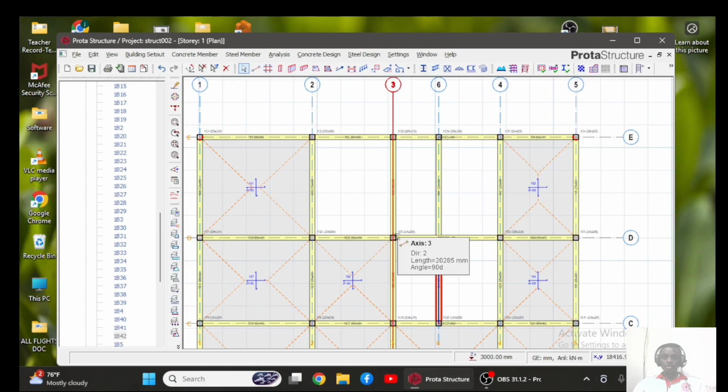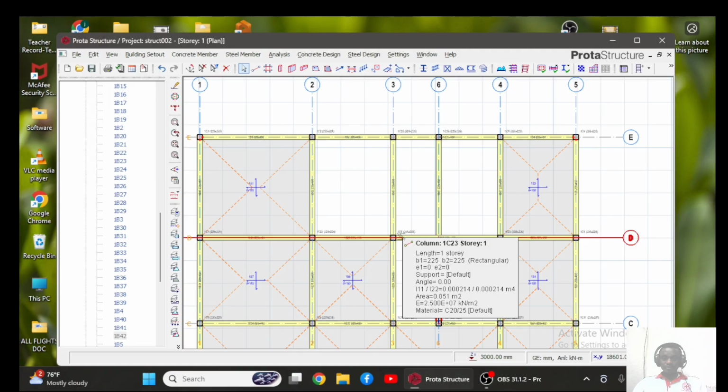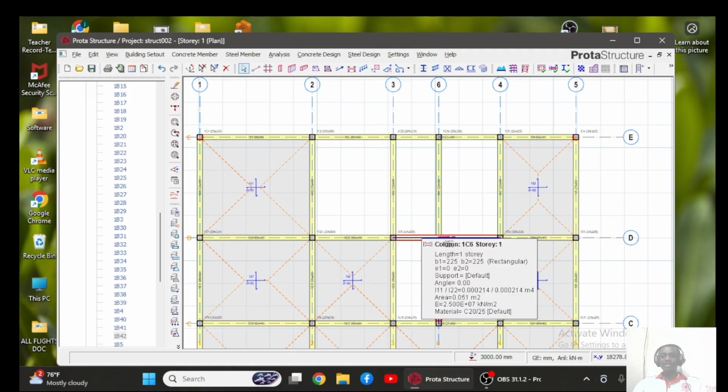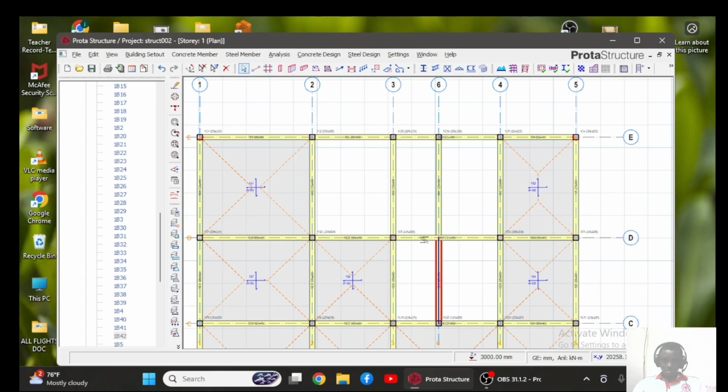So if this primary beam, this short one, is having a short span but does not have support at both ends, it will not be considered as a primary beam. The only reason why it was considered as a primary beam is because, number one, it's a short span, and also it has support at both ends. But even if it is a short span but does not have support at both ends, this longer one will be considered a primary beam. A primary beam in the sense that it will be the one to carry the load of this shorter span.